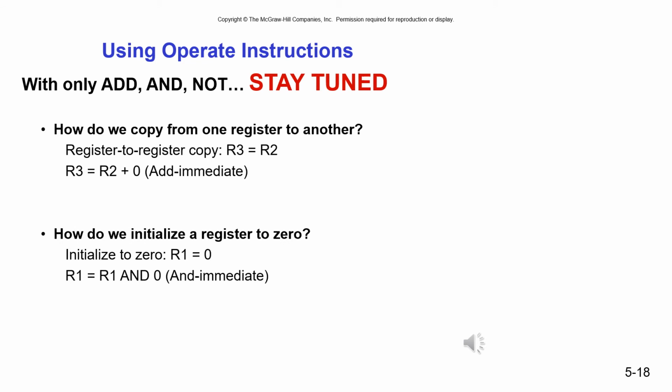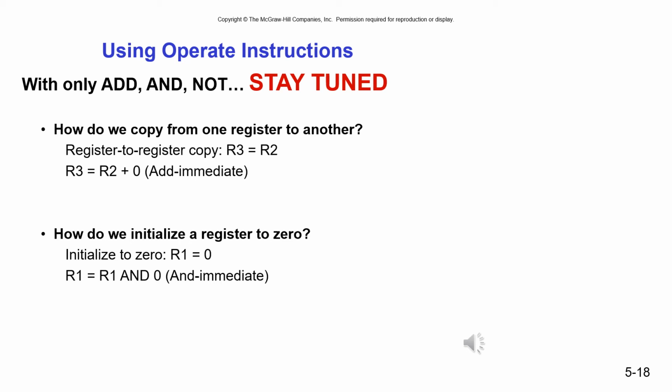How do we copy a value from one register to another? In other words, how do we assign the value in R2 to R3? We simply use add with the immediate mode, and we add R2 plus 0, and the destination register becomes R3, and in fact we've moved R2 to R3.